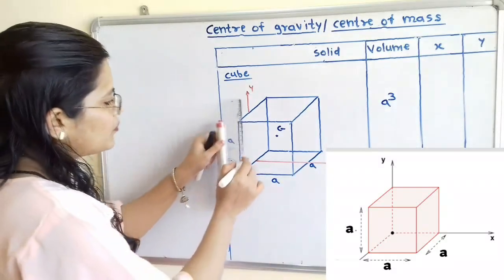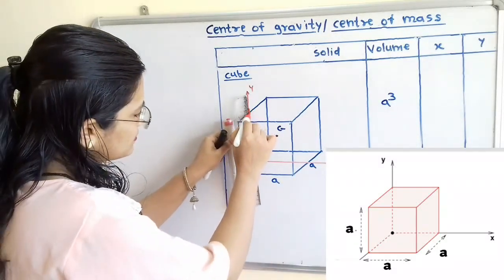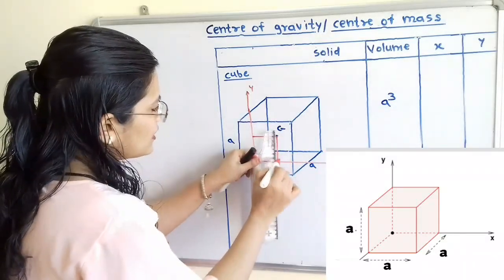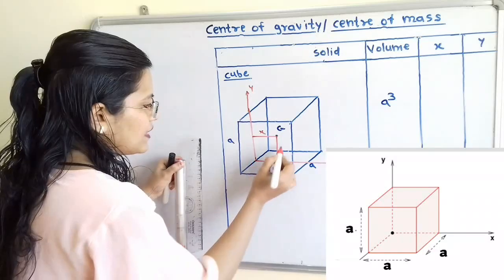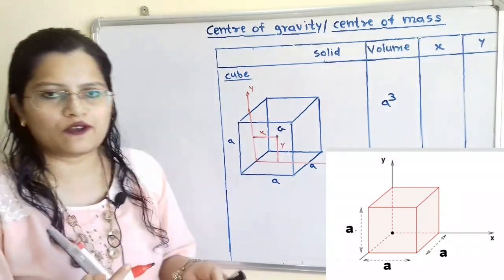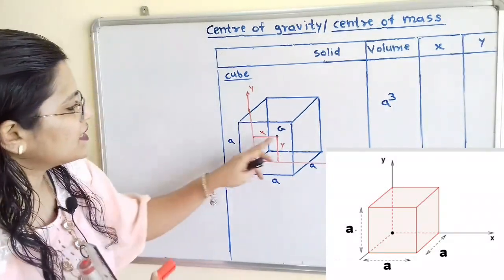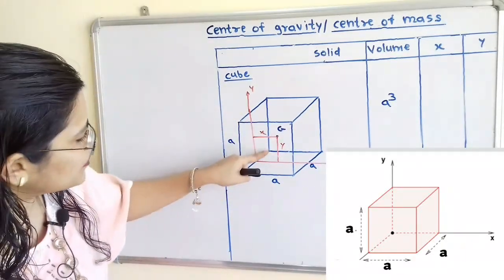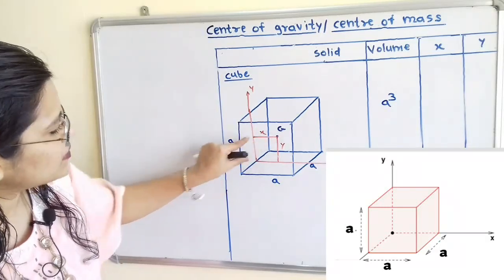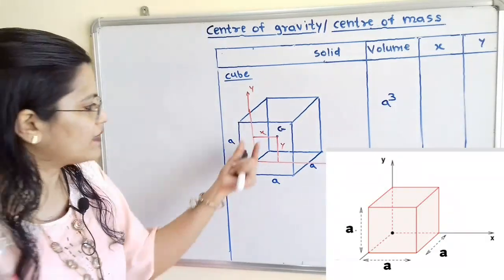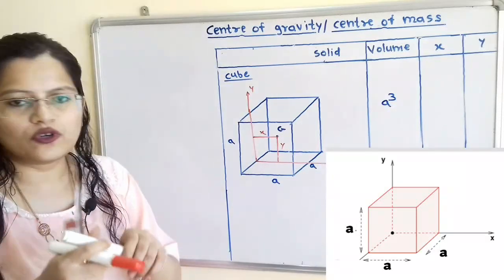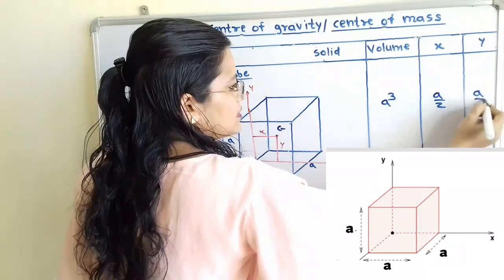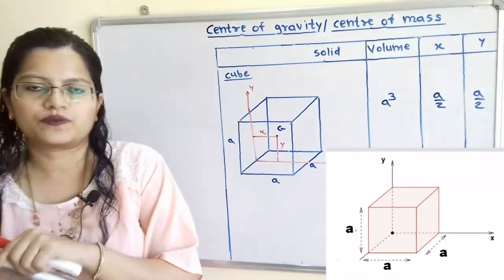Now if I draw two perpendicular lines from this point G, then this horizontal distance is known as the value of x and this vertical distance is known as the value of y. This G is at the center of this whole cube. So this vertical distance from this bottom side up to G is equal to a by 2, and this horizontal distance is also equal to a by 2. So the value of x is equal to a by 2 and y is equal to a by 2.